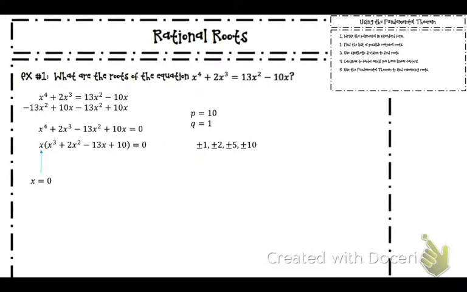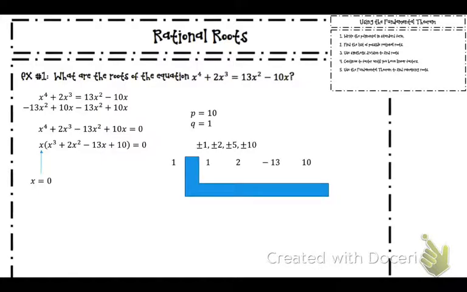So now I'm going to use synthetic division to try and figure out which one of these is a root. Because those are possible, we have to figure out which one really is. So use synthetic division, bring down the 1, multiply, add, 1 times 3 is 3, negative 13 plus 3 is negative 10, negative 10 plus 10 is 0. So we lucked out, that is our root. So that means that x does equal 1.